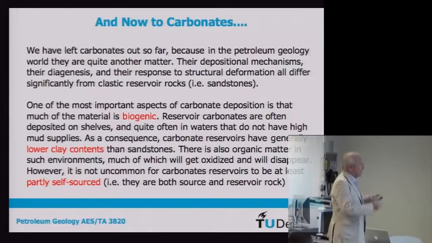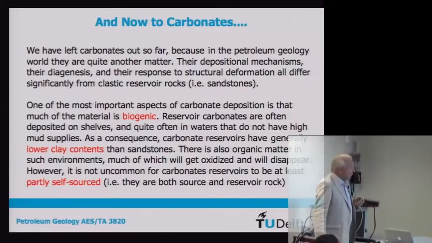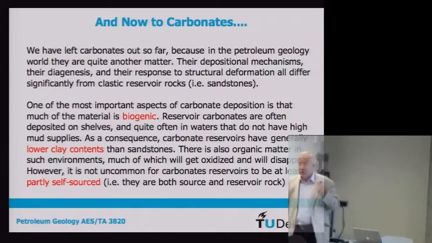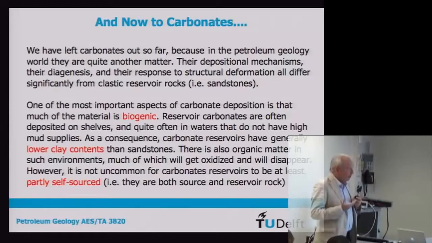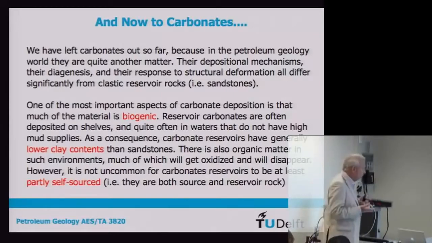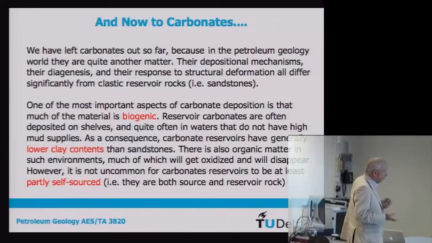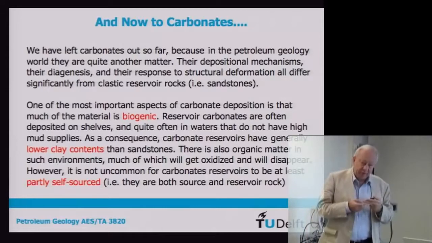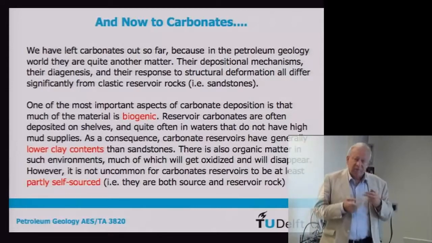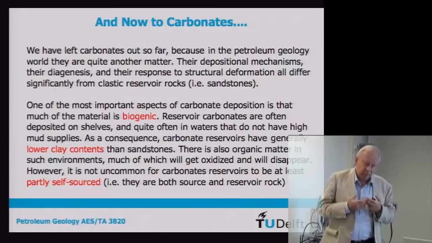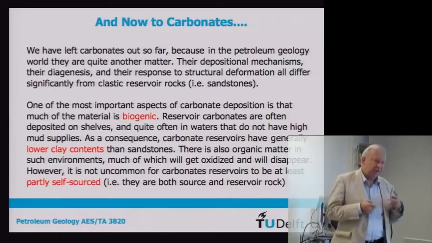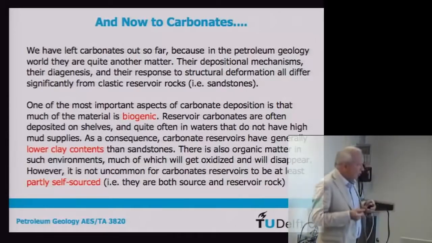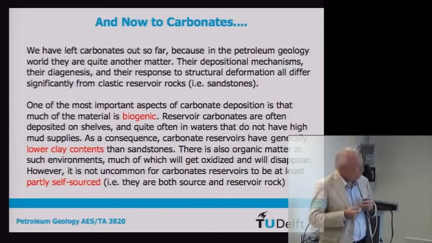Of course, that has to do with the nature of the grains, which we'll see in a minute. They're biogenic. Carbonates are biogenic. They are generated in areas where there's a lot of productivity. Remember the phytoplankton? The phytoplankton has skeletons. Skeletons are very often made of carbonates, and that's how most of the carbonate gets generated.